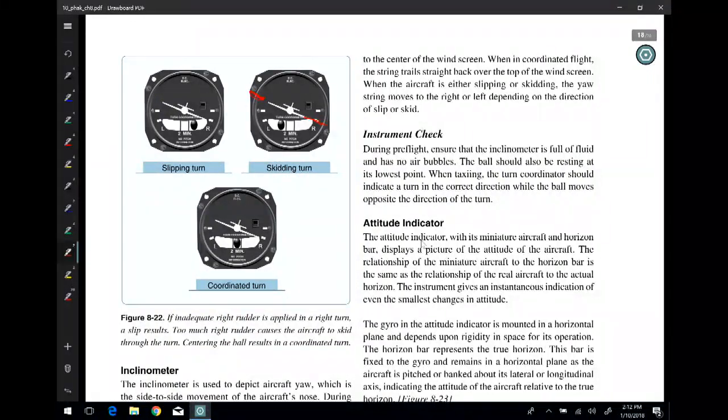Today is going to be the video that hopefully will wrap up instruments for us before we get into chapter 9. So we're going to pick it up where we left off, and this is going to be on the turn coordinator. As we look at the turn coordinator, remember that it gives us a couple different types of information.